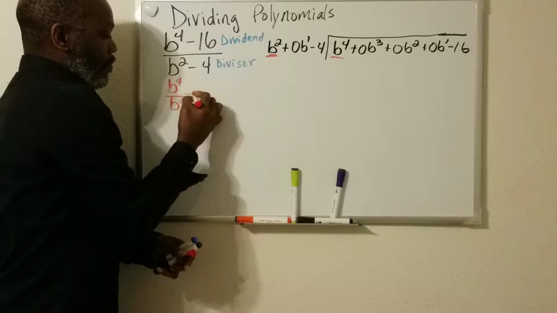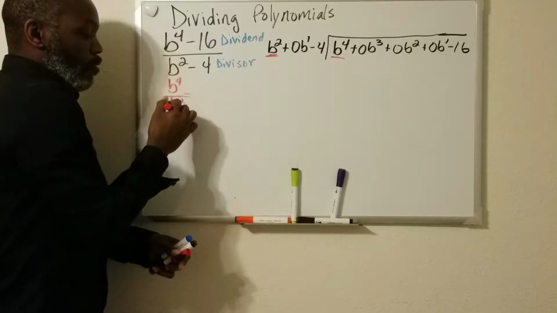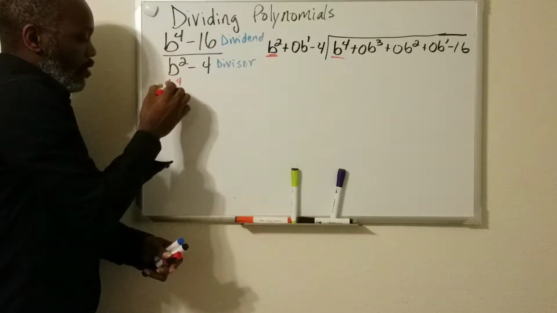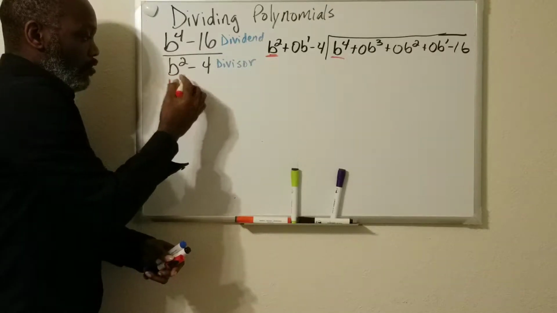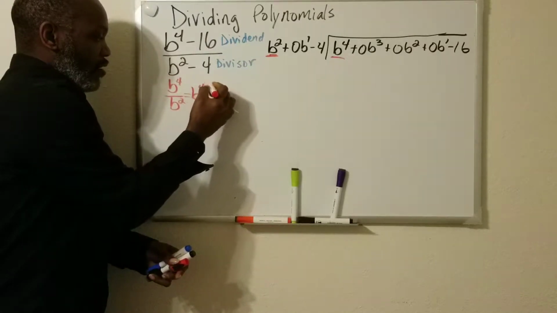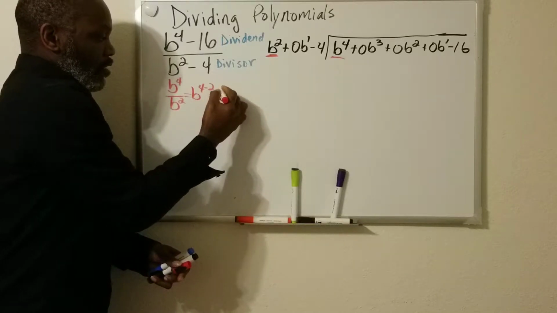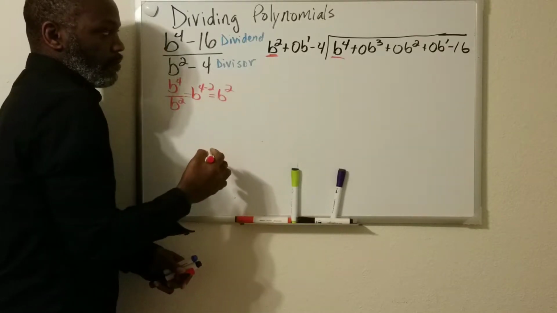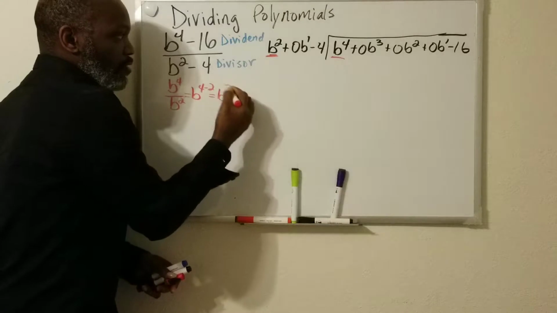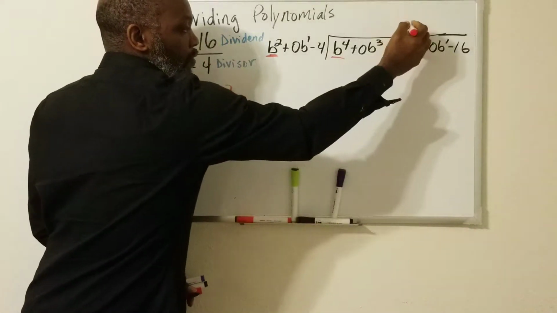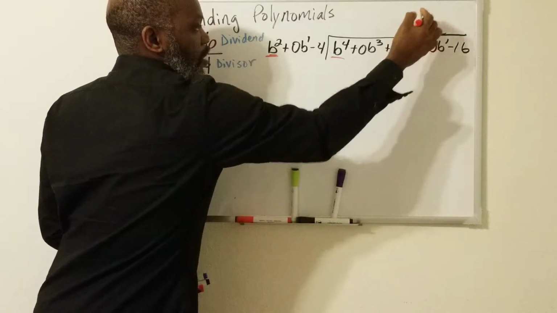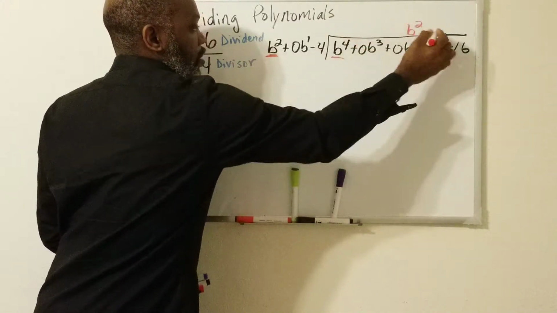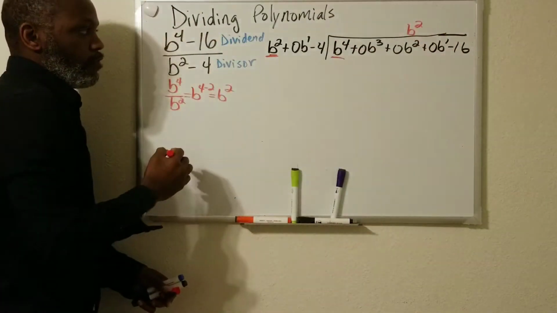All right, so I am going to use my quotient rule. These are the same bases, b and b, and so all I have to do now is subtract the exponents, and it's b to the second. I'm going to take this b to the second and put it above the like term 0b to the second, and this is called my quotient, right? The answer to a division problem is a quotient.